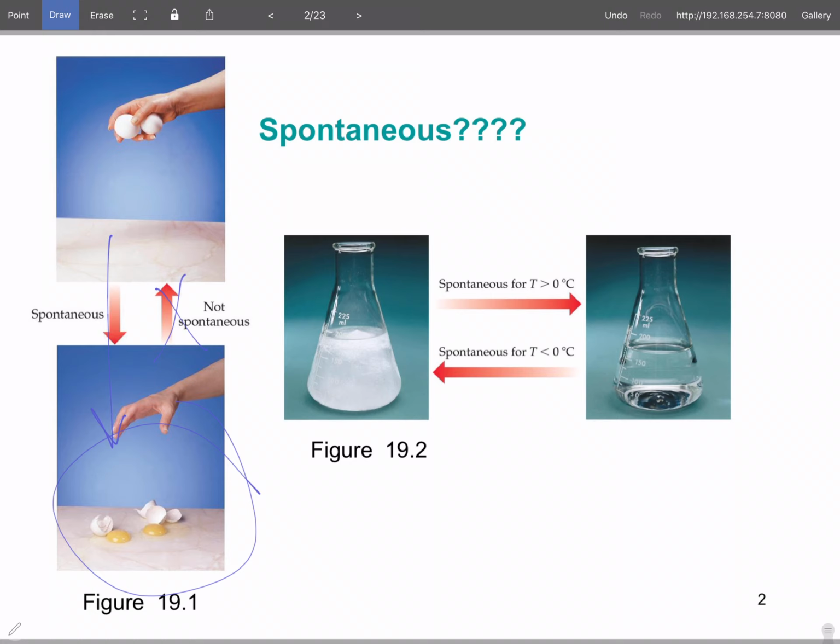This is ice water. And the question is, does ice form spontaneously? It does in the freezer, but it melts if you're above 0 degrees C. So what we're saying here is that whether something is spontaneous or not is a function of what conditions you put it under.